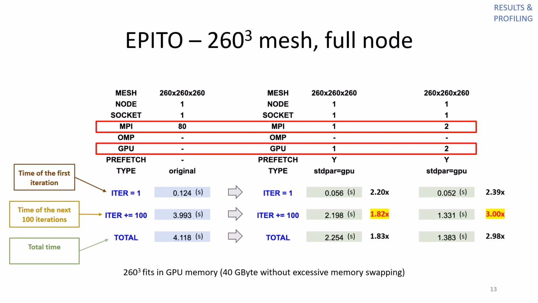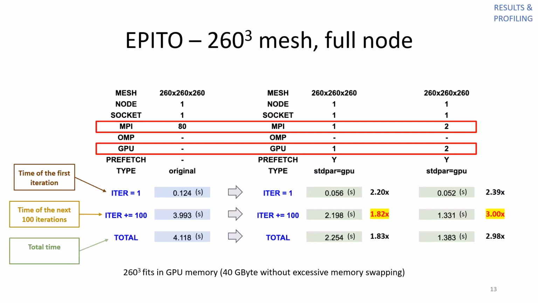We take the mesh and execute it fully with MPI, with 80 cores in one node. And we compare the result with one MPI and one GPU, and two MPI and two GPUs. In the application, the time counters are: the first iteration, then we execute another 100 iterations, and then we get the total time. We separate the first iteration from the other 100 because in the first iteration there are some computations that are executed only in this iteration, not in the others. Moreover, in the first iteration we add some prefetching that happens only in the first iteration.